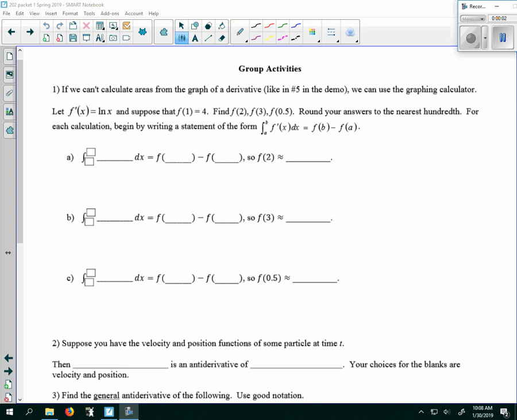Okay, lesson 3, group activities. If you can't calculate areas from the graph of a derivative like we did in the demo, we can use a graphing calculator to get an approximate value for a definite integral.